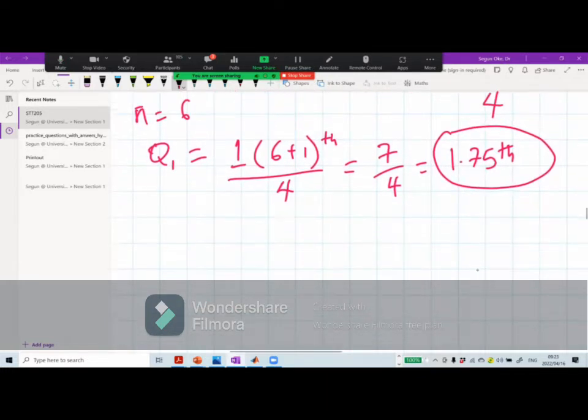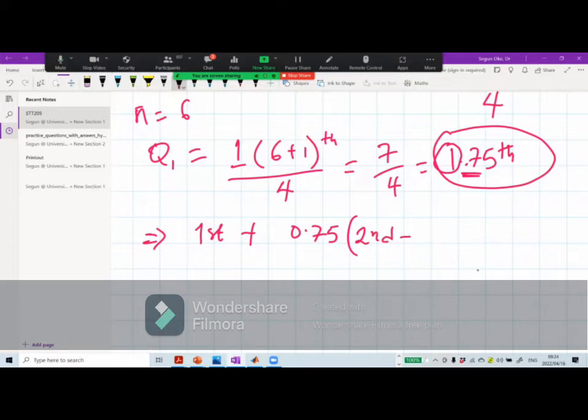Then how do we solve them? Now, there is another way of solving them. Remember this is 1.75, but there is nothing like this in the data. So we are going to write it this way. First position, because 1 is there. 1 is first position. Are you getting it? Plus 0.75 in brackets. We'll now look at it. Second position minus second data minus first data.